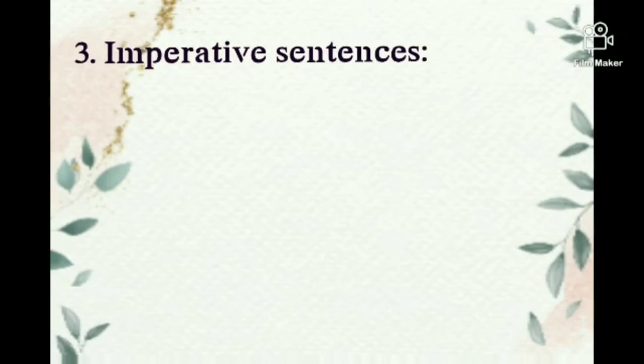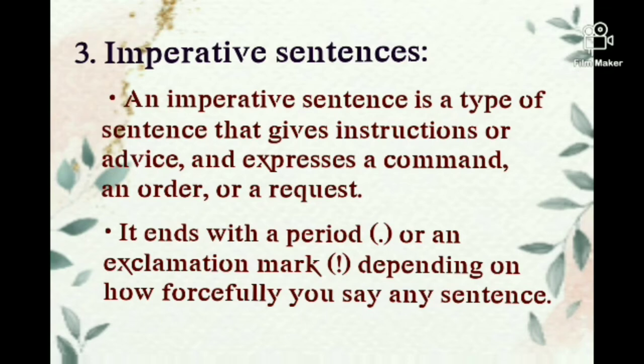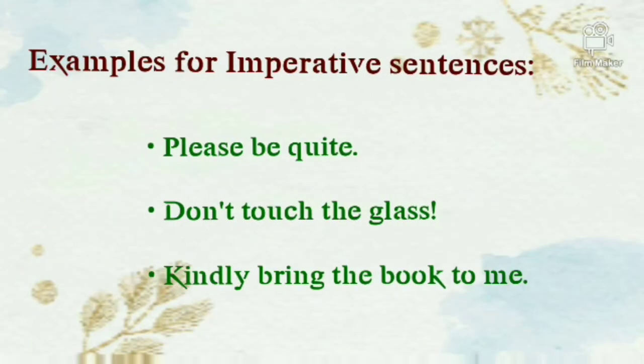Let's move on to the third type of sentence, the imperative sentence. An imperative sentence is a type of sentence that gives instructions or advice and also expresses a command, an order, or a request. An imperative sentence ends with a period or an exclamation mark, depending on how forcefully you say any sentence. Let's read the examples given here.